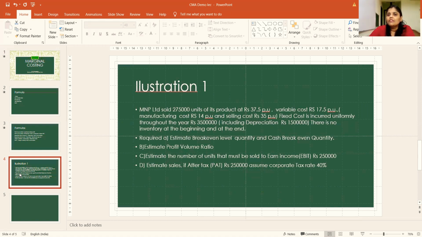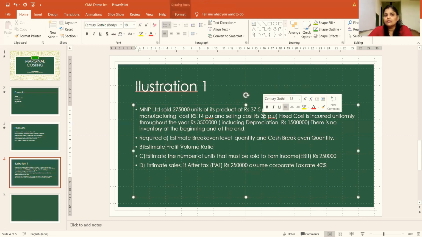Then fixed cost is incurred uniformly throughout the year. So variable cost is 17.5. In that, manufacturing is 14 and selling is 3.5. Fixed cost is incurred uniformly throughout the year, 35 lakh. Out of that, 15 lakh is depreciation. That means your cash fixed cost is only 20 lakhs. There is no inventory at the beginning or at the end. There are no opening stocks or closing stocks.